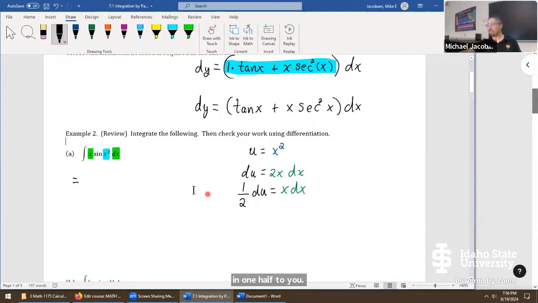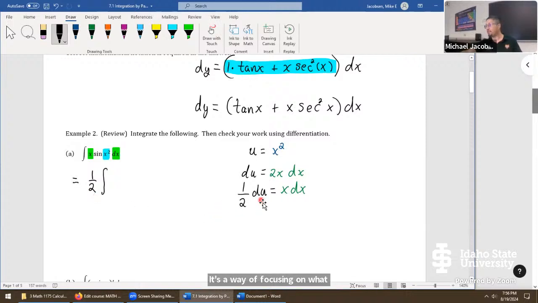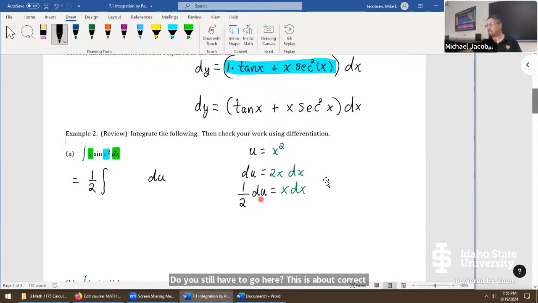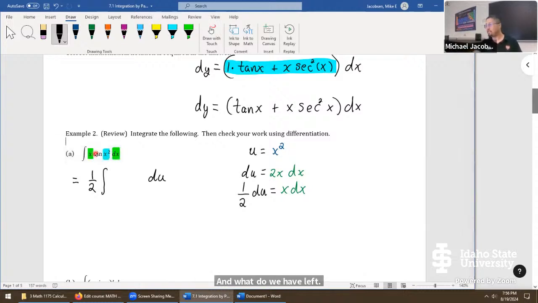Now, 1/2 is a constant. You could put it right inside the integral sign, or you could just chunk it out to the left and deal with it later. I do this a lot because when you're integrating, sometimes you want to organize and simplify as much as possible. It's a way of focusing on what matters. This is now extraneous, the 1/2. Du still has to go here. This is about correct mathematical notation at this point. And what do we have left? x dx made up the 1/2 du. We still have a sine function, but the input to that sine function is now u, where there was once the x squared.